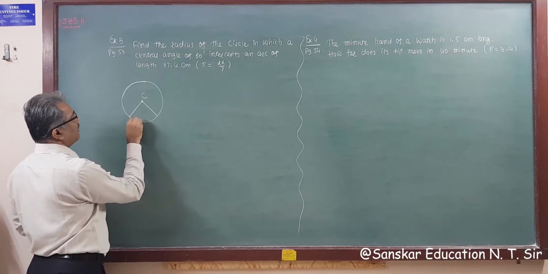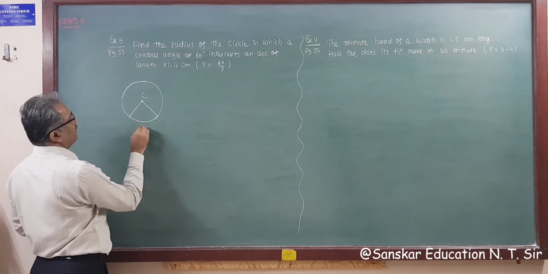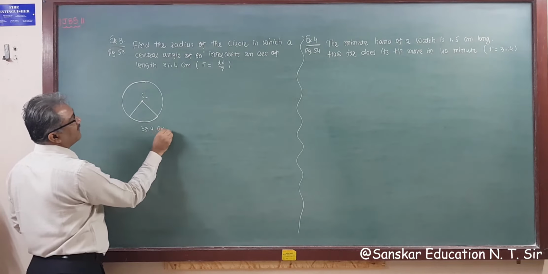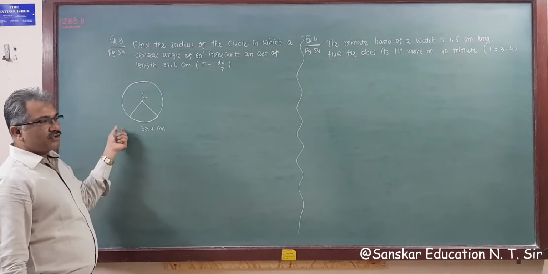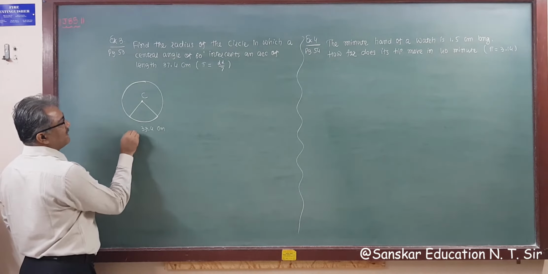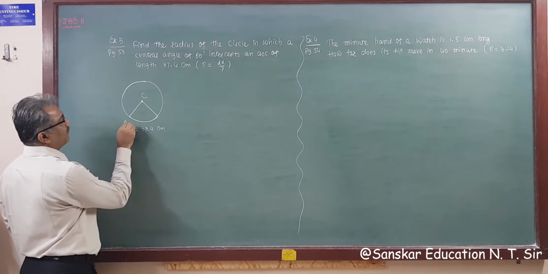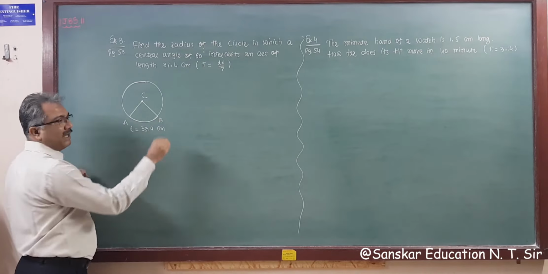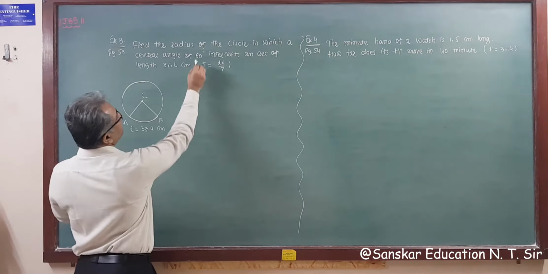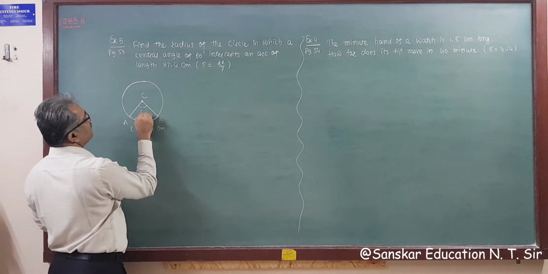Suppose this is the arc of 37.4, sorry, 37.4 centimeter arc. So the length of arc L is equal to 37.4, AB, and angle theta. Theta is given as 60 degrees. So this is your theta.